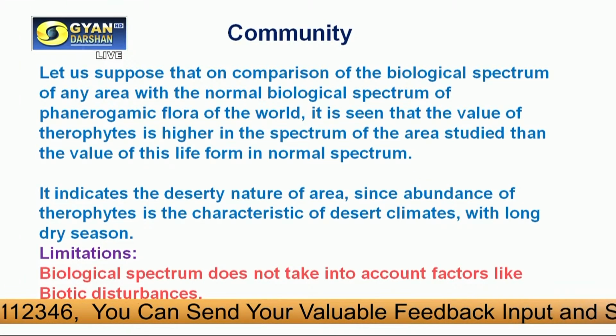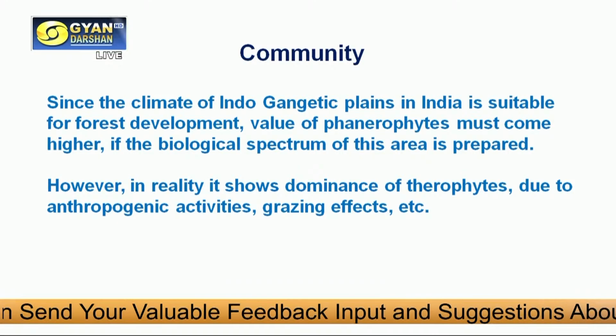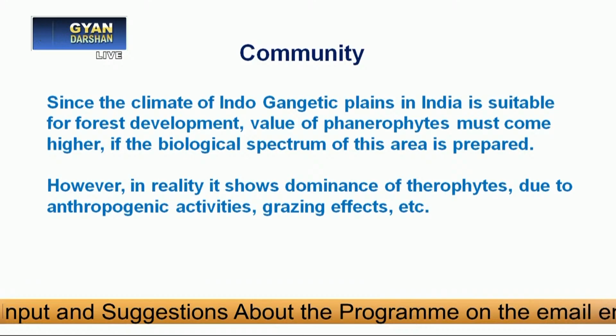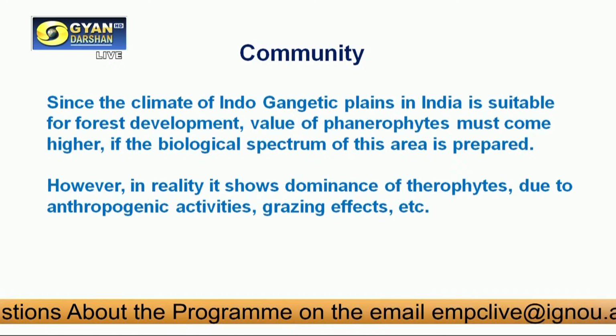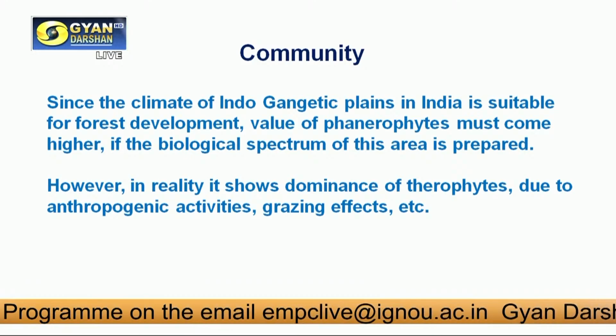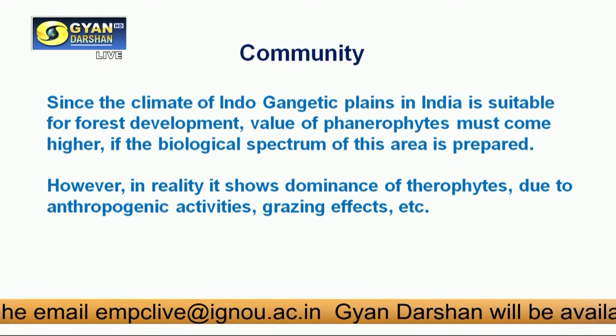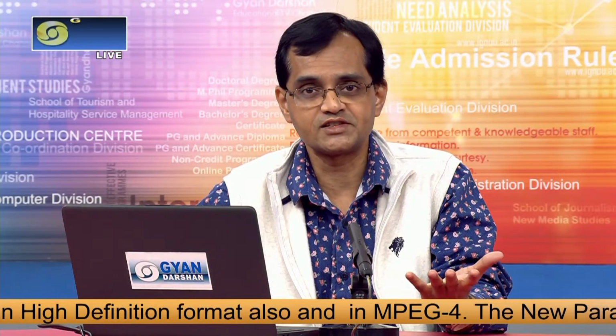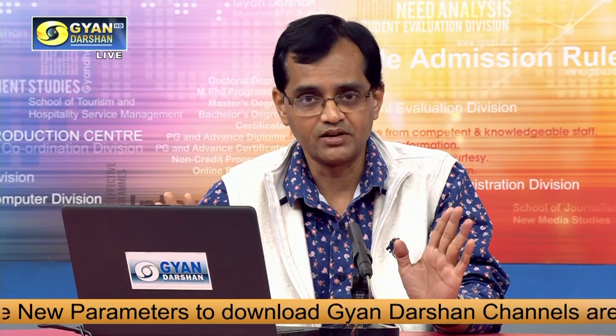So the biological spectrum does not take into account factors like biotic disturbances. Since the climate of the Indo-Gangetic plain is suitable for forest development, ideally phanerophytes should have been higher. But in reality, it shows the dominance of therophytes. Why? As I already said, due to anthropogenic activities. Because of too much human intervention, overpopulation, and overutilization of resources, there is a depletion of resources. And that is why we are getting this kind of abnormal spectrum. So this might happen.